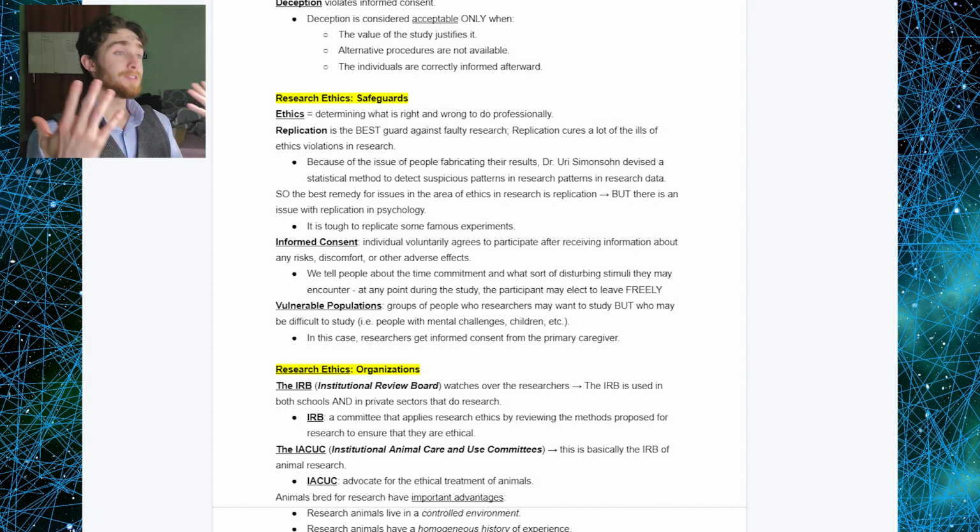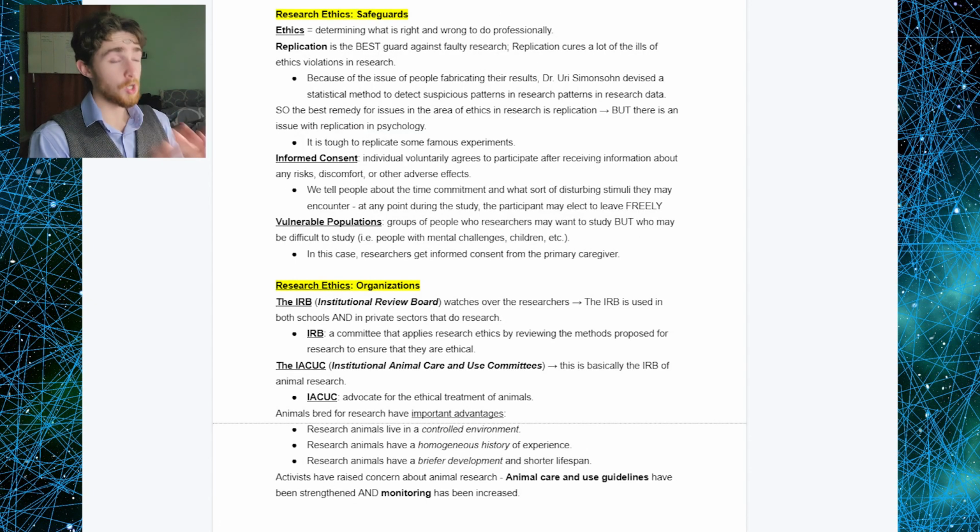Last but not least, research ethics, talking about the organizations. I want you to know about the IRB, and I want you to know about IACUC. Starting with the IRB, the Institutional Review Board. The IRB watches over the researchers. The IRB is used in both schools and in private sectors that do their own research.